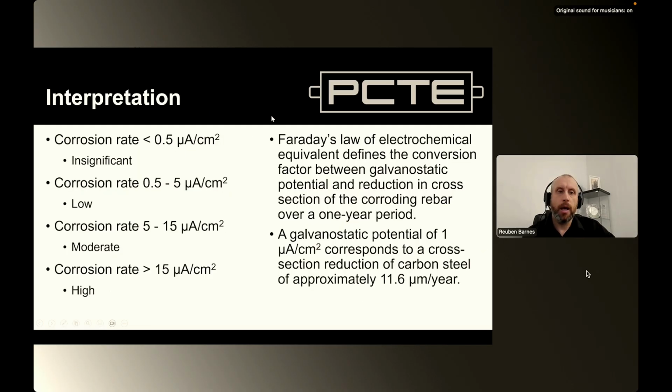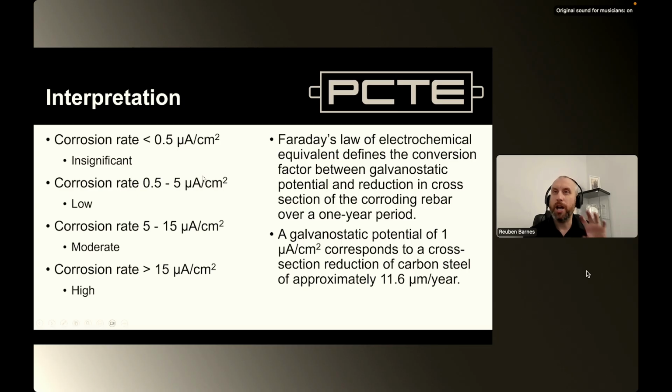Interpretation. You'll see here that it's much more of a qualitative calculation, okay? And so what we have is we have these criteria. We have quite large bands of readings within these criteria. So if we have close to 0, we're going to have insignificant. If we have more than 15 milliamps per square centimeter, we're going to have a high reading. And then we've got a low and a moderate reading in between, this one representing a gap of, say, 10 milliamps.